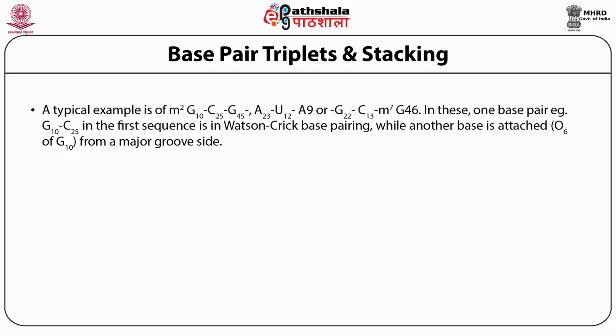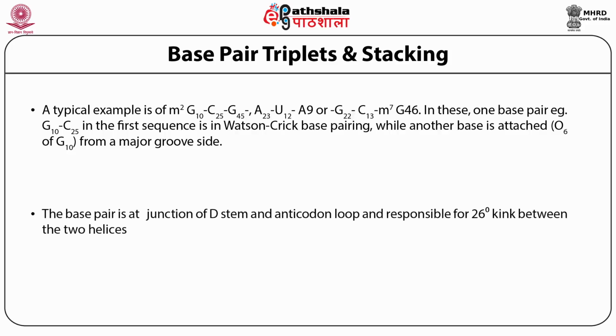In these cases, one base pair like G10, C25 in the first sequence is a Watson-Crick base pairing, whereas the other base is attached at O6 of G10 from the major groove side. The base pair is at the junction of the D stem and anticodon loop, and this is responsible for the 26 degree kink between the two helices. The bases of one strand are between the bases of the other strand.